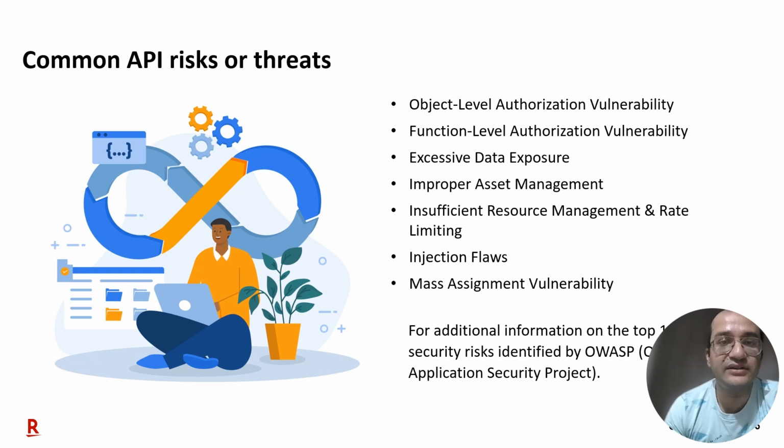Next is functional level authorization vulnerability. This arises when the least privilege rule isn't followed properly, typically due to complicated access control policies. This enables cyber criminals to carry out important commands or access areas which are meant only for certain users.